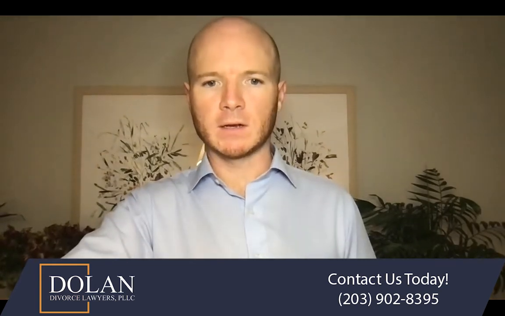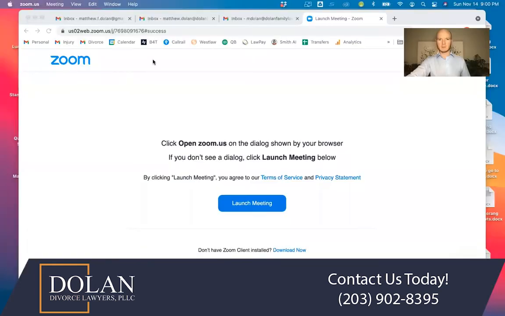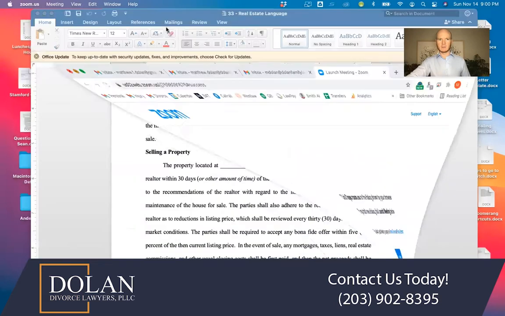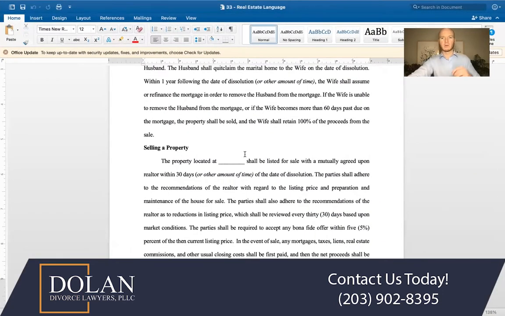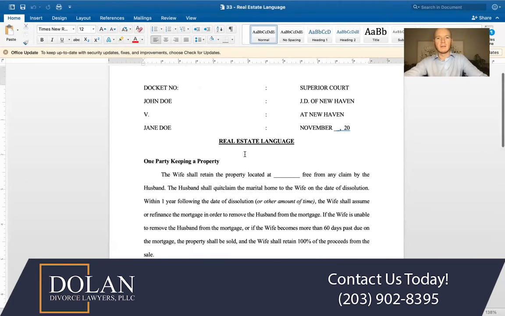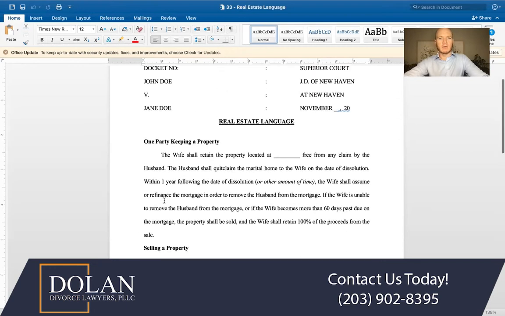So getting right into it, I'm going to share my screen and show you a lot of the sample language that you're going to want to use in a divorce agreement. So a couple of different scenarios. The first is going to be if one party is keeping a particular property.